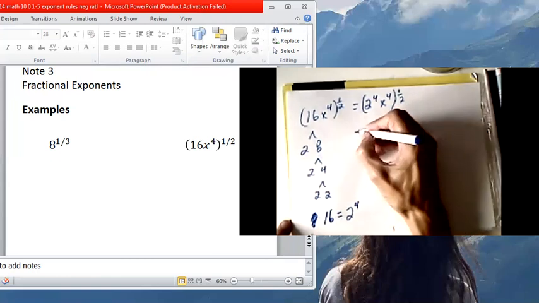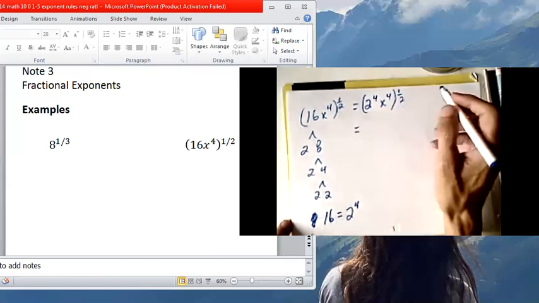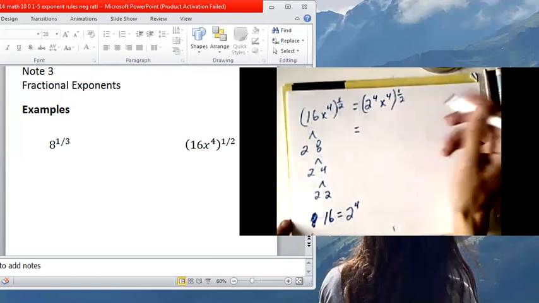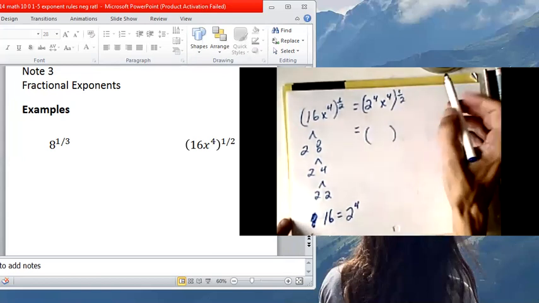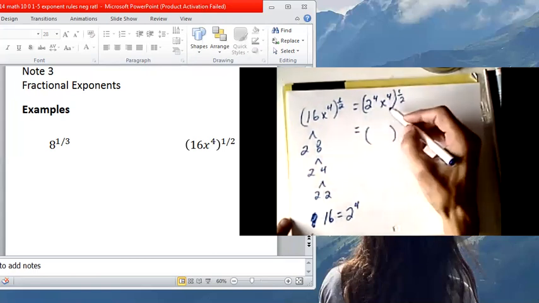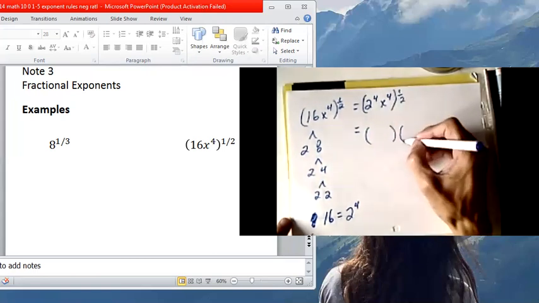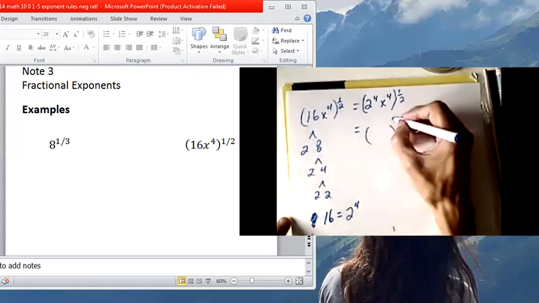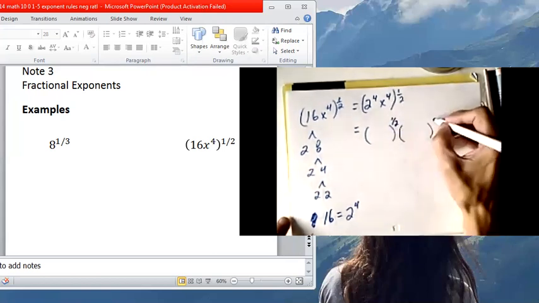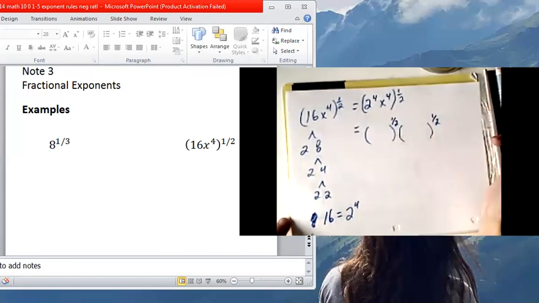So now we don't do any multiplying yet. We do each thing inside. There are 2 things inside. 2 to the 4, x to the 4. So that'll be the 2 to the 4 bracket. That'll be the x to the 4 bracket. They each get the half that is there on the outside.